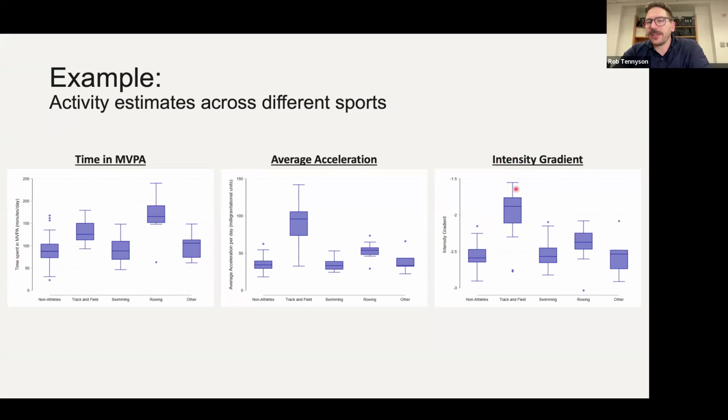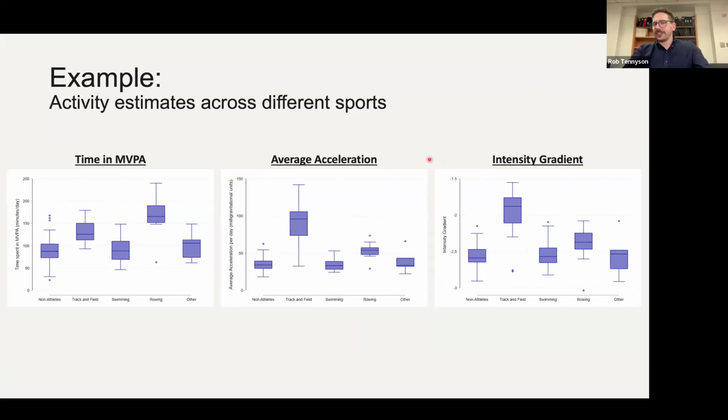So they're spending more time, and the continuous measure of intensity is at higher intensity levels than individuals rowing, or than it looks like they are when they're in MVPA. Whereas rowers here are much more comparable to some of the other groups when you look at the intensity gradient.